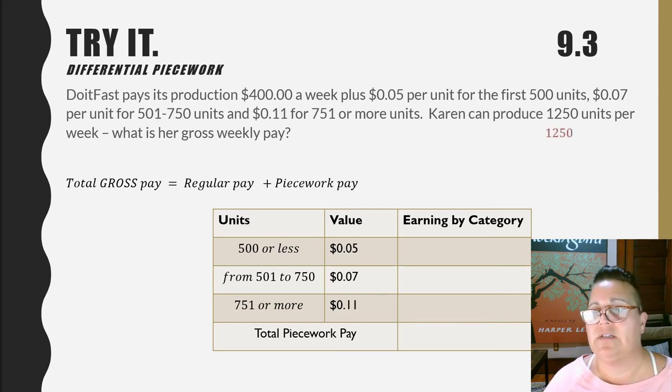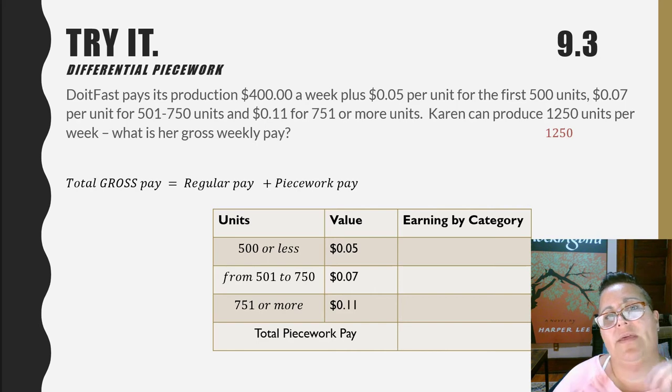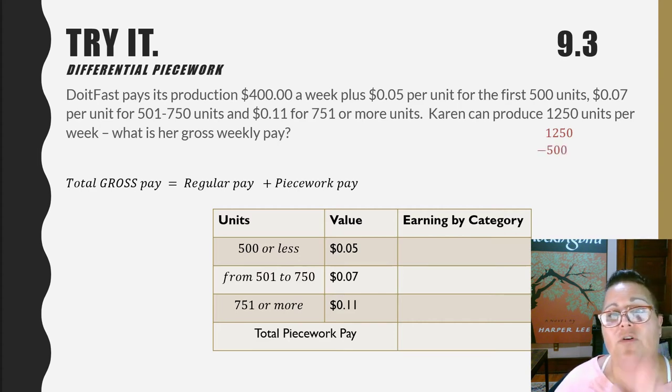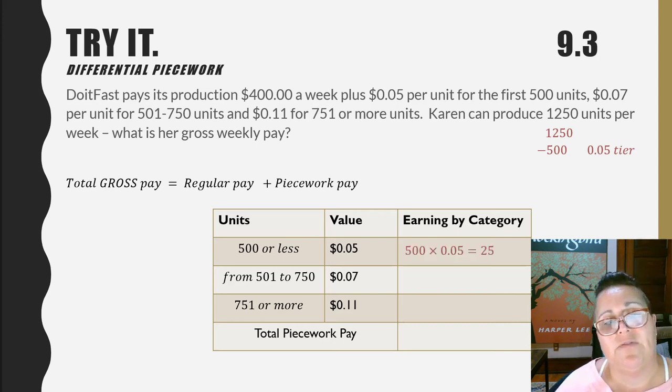So here's where we're going to start. She's got 1,250 pieces that she completes on average, or that week. Her first 500, so I'm going to count for her first 500. She gets 5 cents a piece. She's on the 5-cent tier with the first 500. So we're going to do 500 times 5 cents, which gives her $25 additional for those first 500.